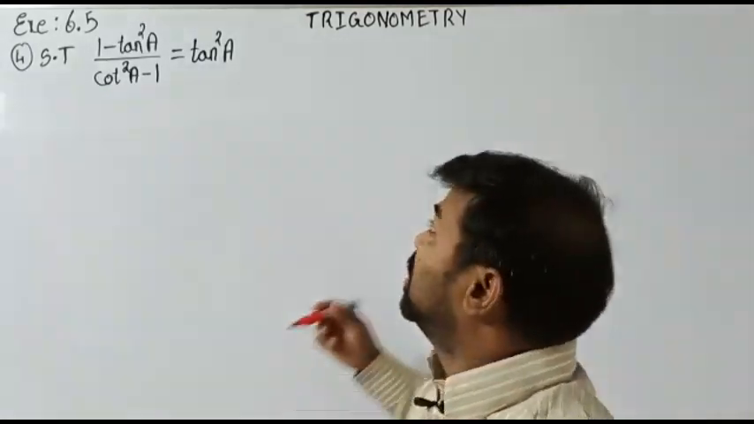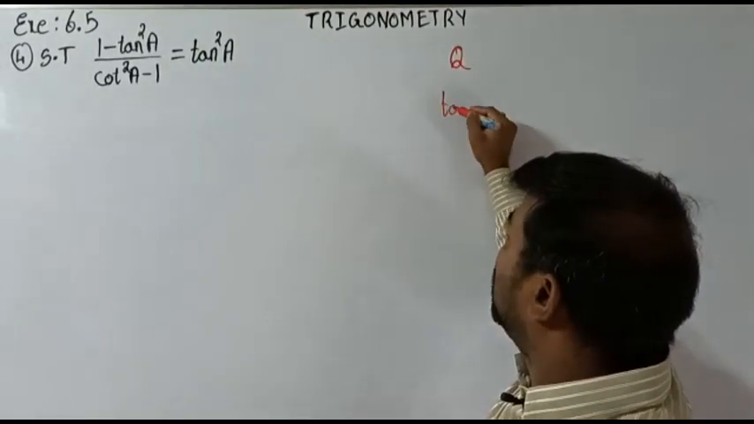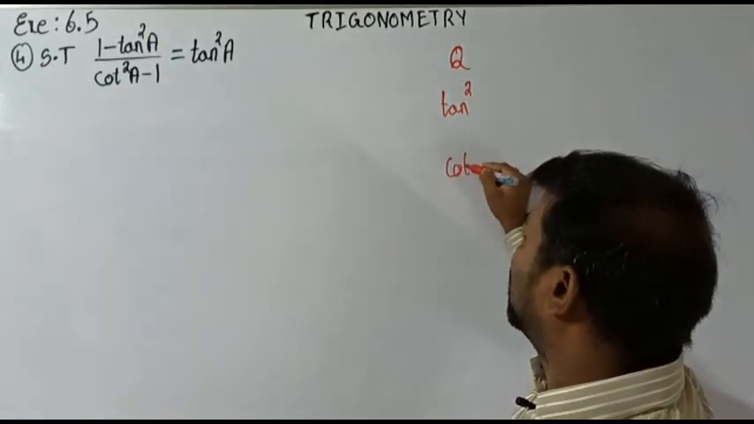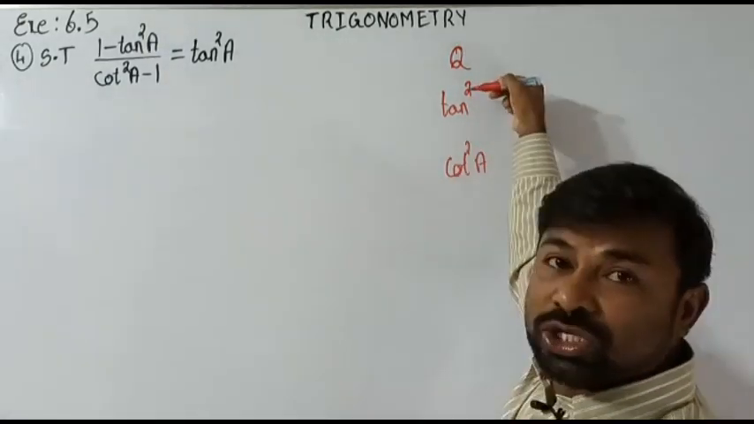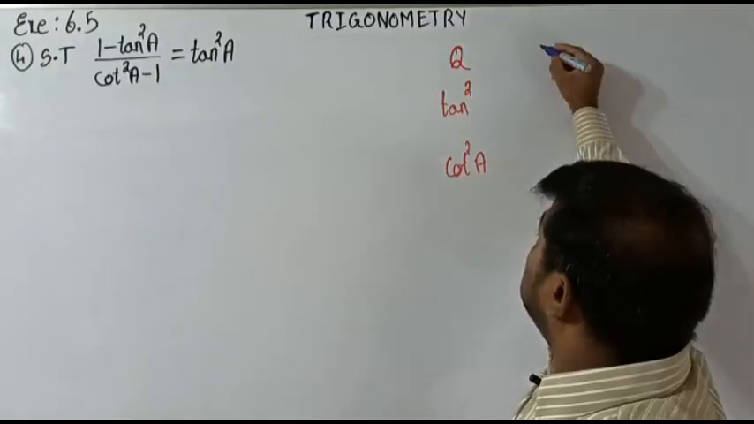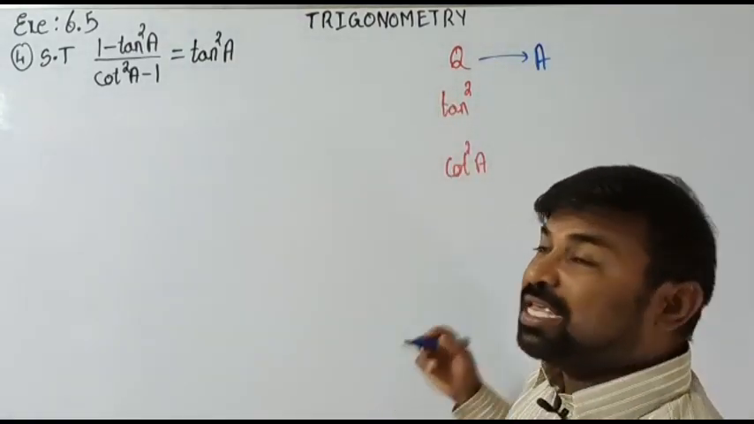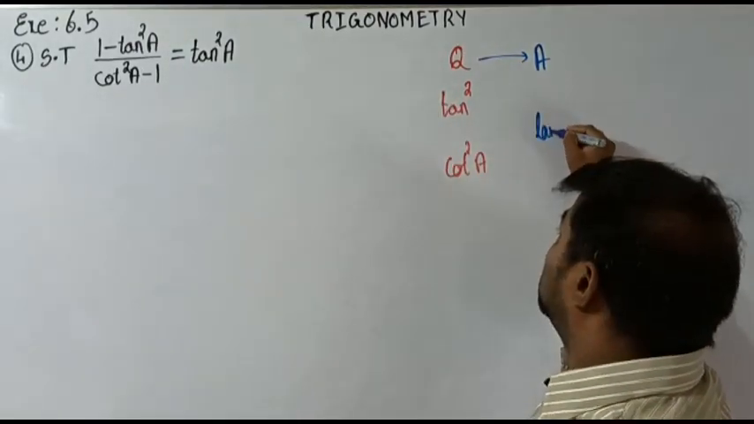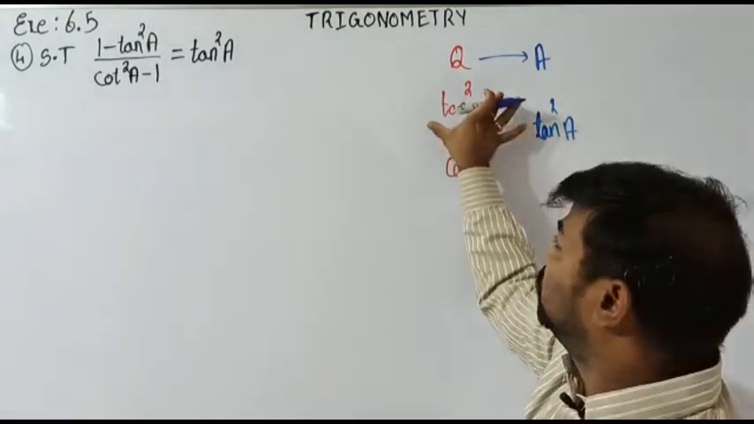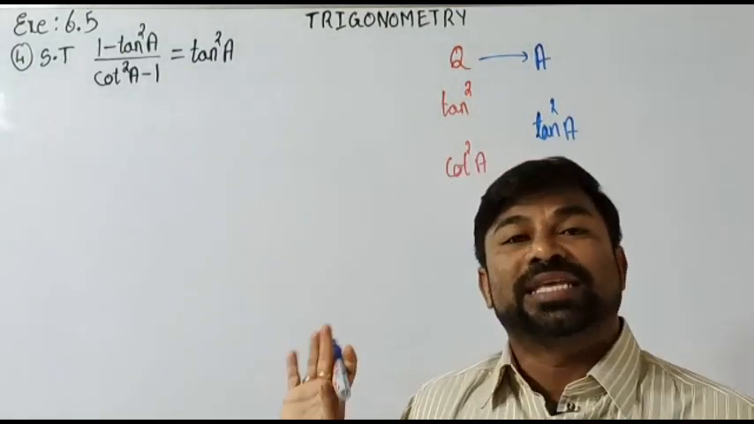If you check it out, in the question we are having tan square and also cot square. Now, in the answer, what do you have? Where you have to reach from the question to answer? In the answer, everything is in terms of tan square. These are the two trig ratios present in the question, and this is the only trig ratio present in the answer.